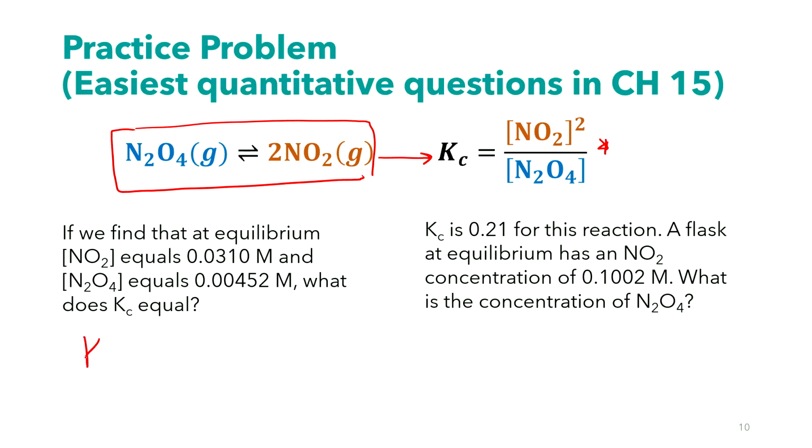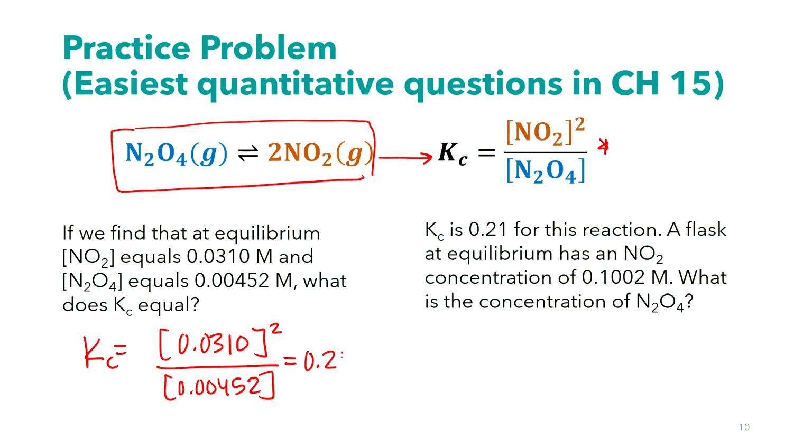So I'd have Kc equal to 0.03101. And I'm going to talk about why I just erased that m in a second. Divided by 0.00452. All right, so I get a Kc value of 0.212.